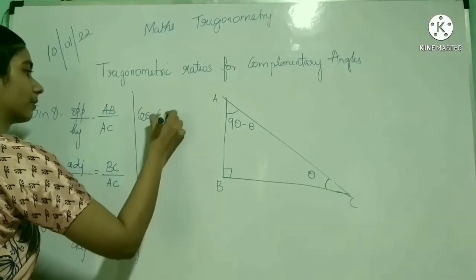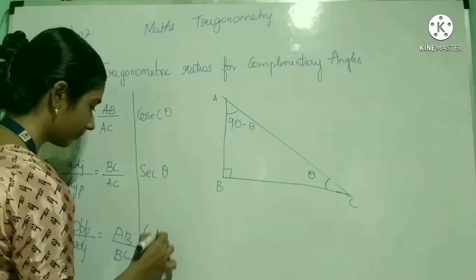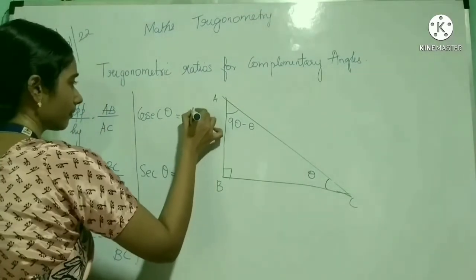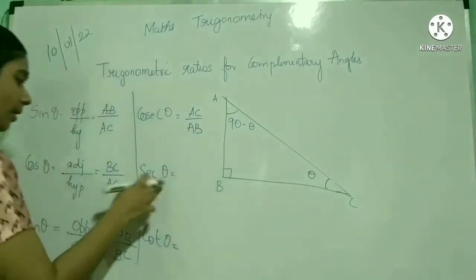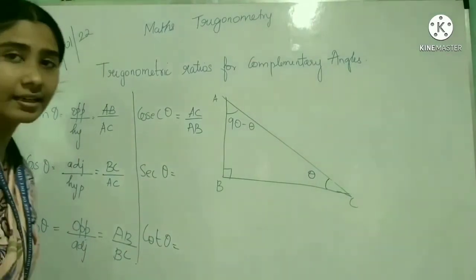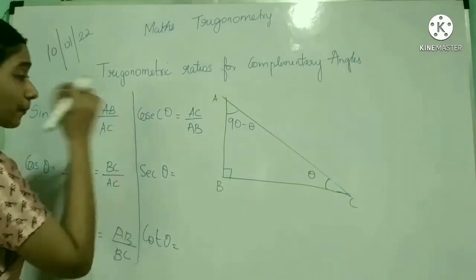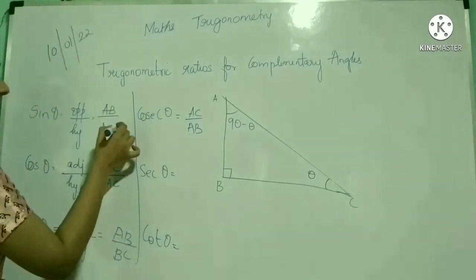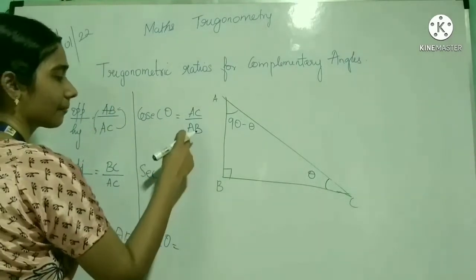Cosecant, secant theta, cot theta. AC by AB. Now what is secant theta? So cosecant theta is equal to 1 by sin. If we take the reciprocal of sin, what do we get? We will get cosecant theta. So what is the reciprocal of AB by AC? AC goes up and AB comes down, which is equal to AC by AB.